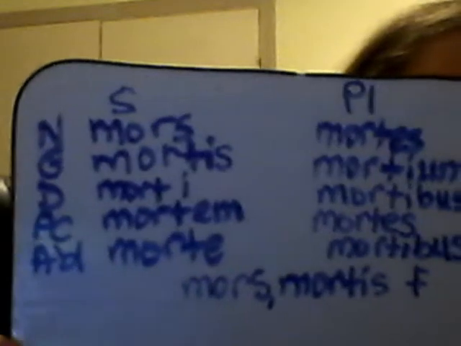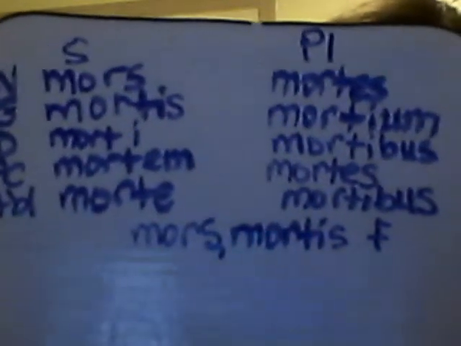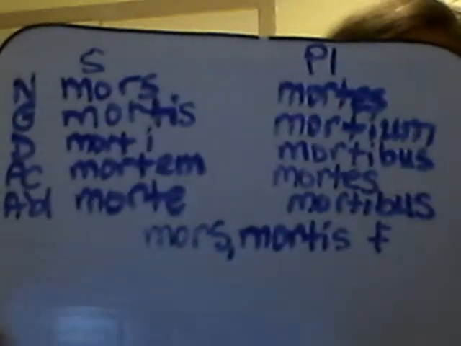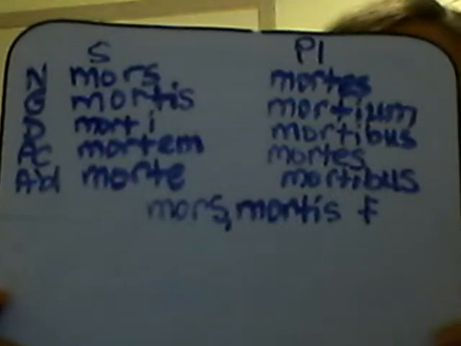So we have mors, mortis, morti, mortem, morte, mortes, mortium, mortibus, mortes, mortibus. Notice the I picks up in the genitive plural. Notice that. Okay. Mors, mortis, feminine.